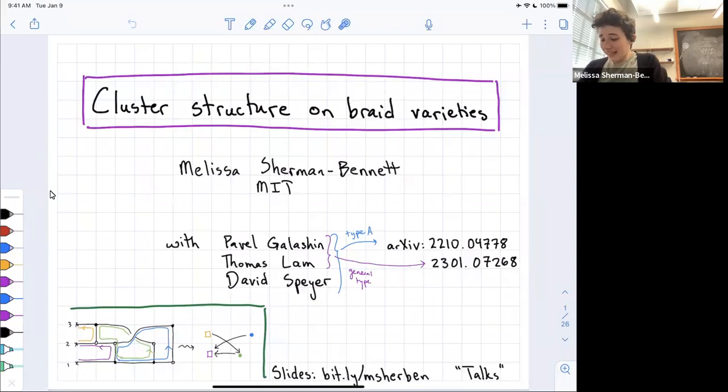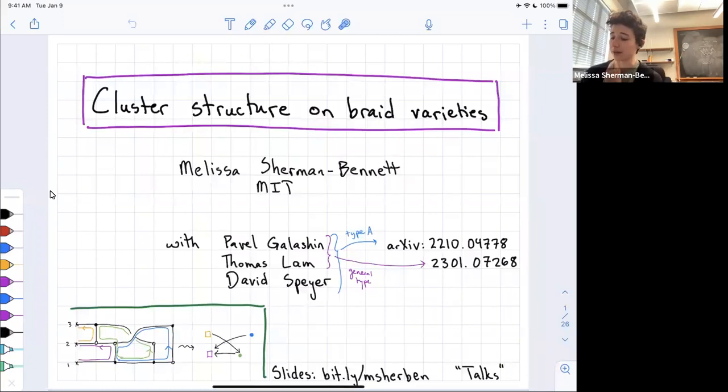Okay, so as Scott said, today I'll talk to you about cluster structure on braid varieties. This is joint work with Pasha Galashin, Thomas Lam, and David Speyer. We have a couple of papers up on the arXiv. The first one is type A, the second one is general type, so you can find more details there. My slides are also on my website.